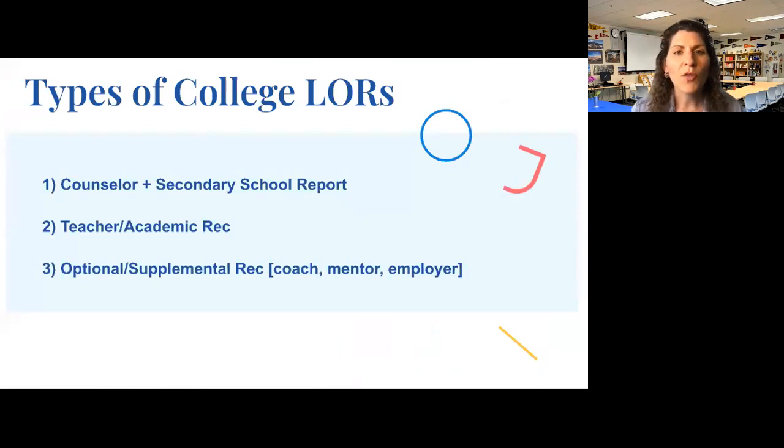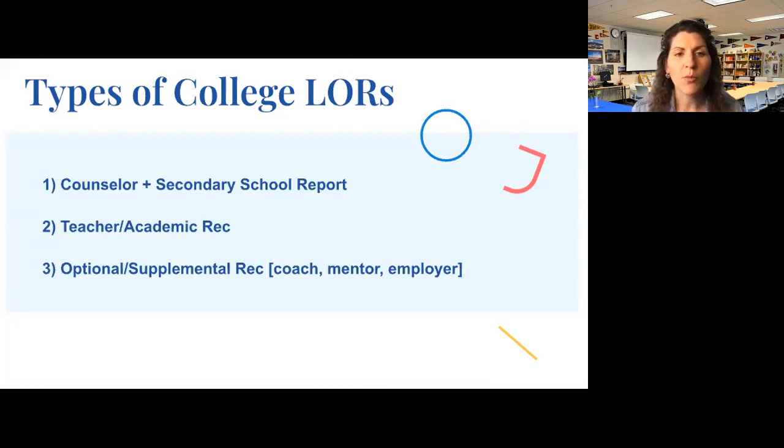Generally speaking, there are 3 types of college LORs. The first one is written by your school counselor. They also produce something called the secondary school report. So sometimes when you're researching colleges, you'll see counselor letter, or you'll see ask your counselor for a secondary school report. Your counselor can do both of those things, and each high school has their own process.